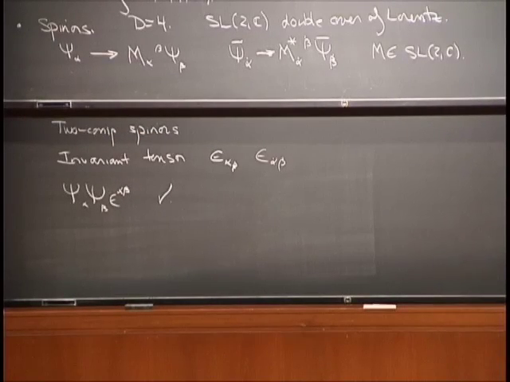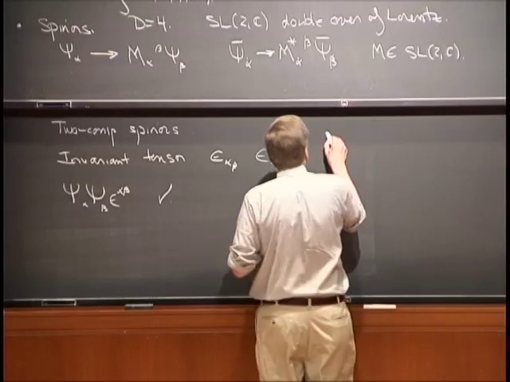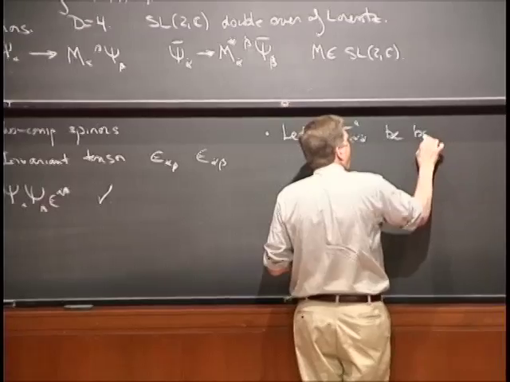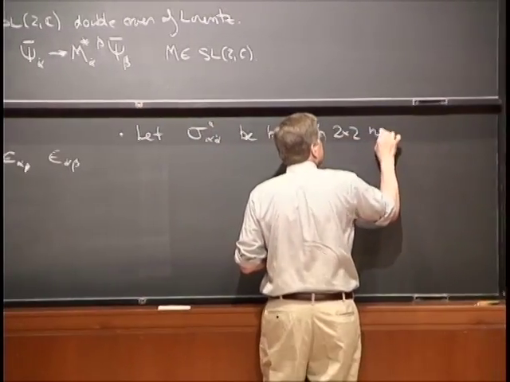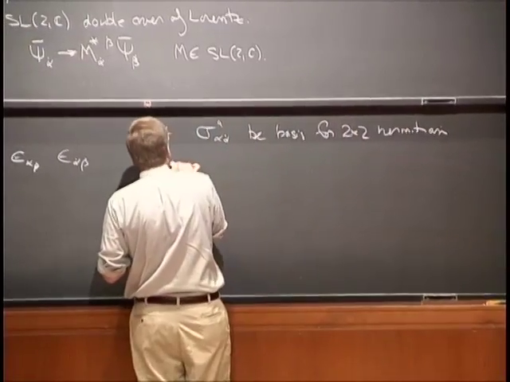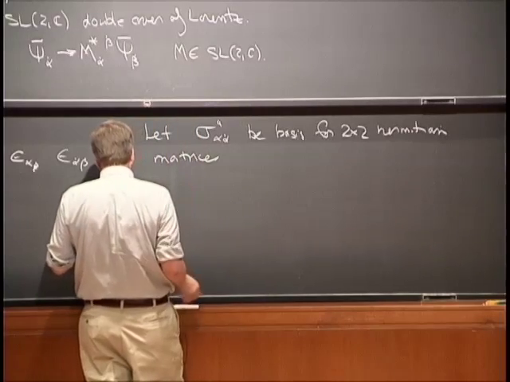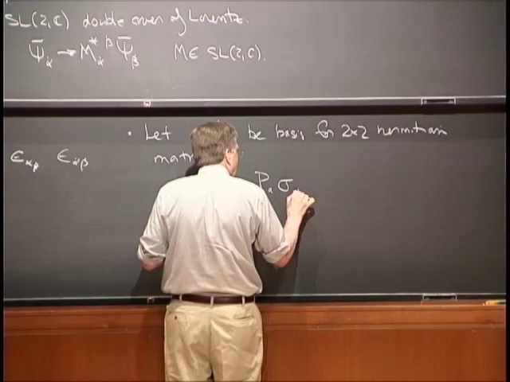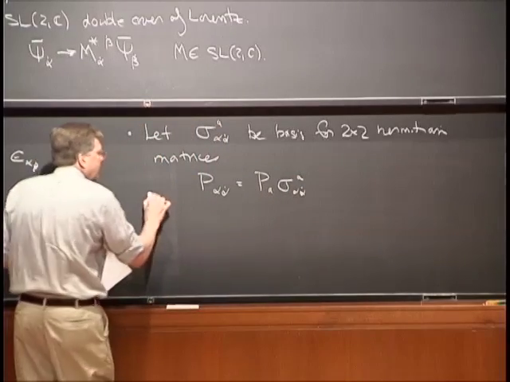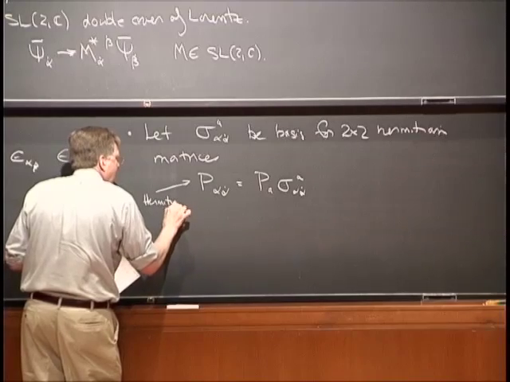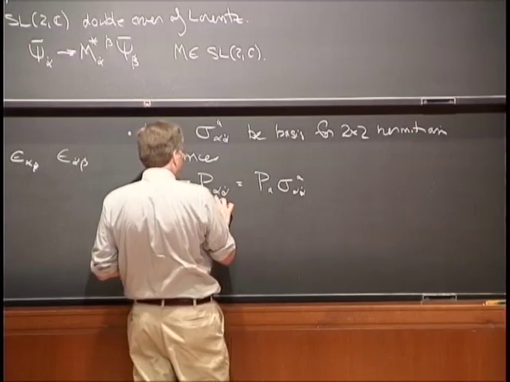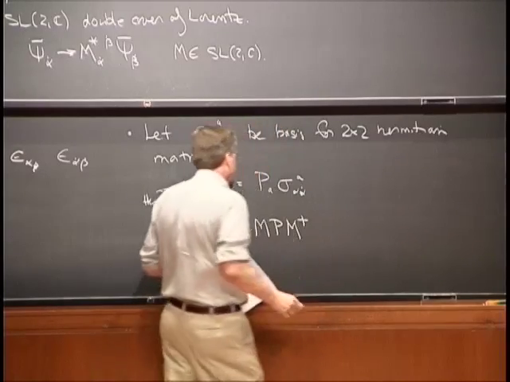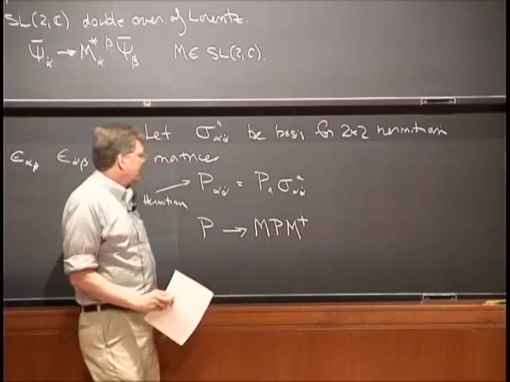Now, what does this have to do with the Lorentz group itself? We can let the sigmas, which I'm going to call sigma^A alpha alpha dot, be a basis for 2 by 2 Hermitian matrices. And so I can write an object P alpha alpha dot, which is equal to P_A sigma^A alpha alpha dot. And so this is a Hermitian matrix. And therefore, under a Lorentz transformation, because it has a dotted and an undotted index, you can see that it transforms like this. Takes a Hermitian matrix to a Hermitian matrix, so that's good.